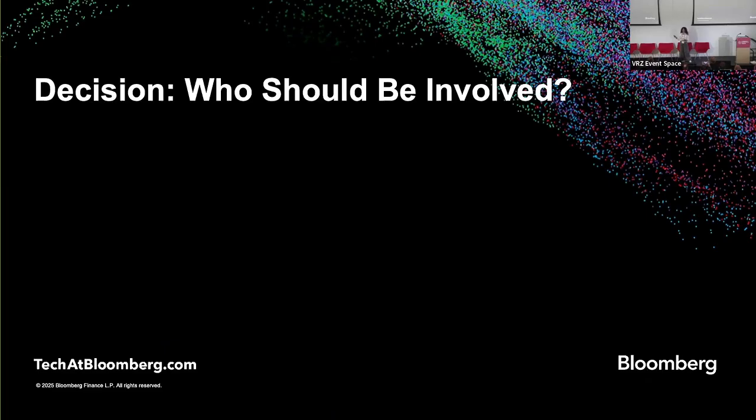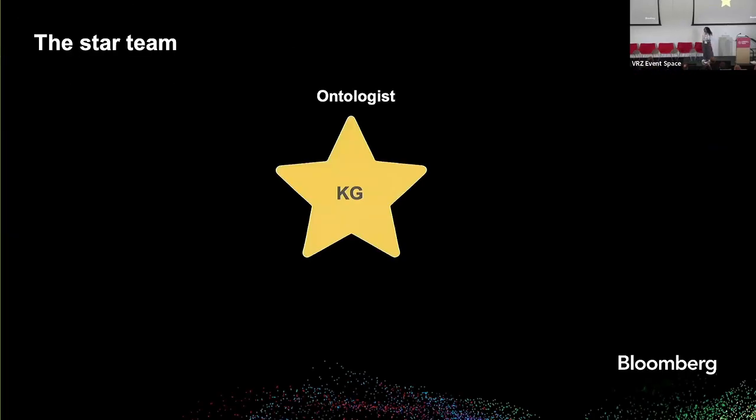First and foremost, the strategic one: who should be involved? I think the first answer is not surprising, the ontologist. Of course you need the ontologist. They're the most skillful people in building the ontology. And I want to clarify something here. As I'm talking about this, I'm not talking about people, I'm talking about roles. So sometimes an ontologist could play the role of a subject matter expert as well. So let's keep that in mind.